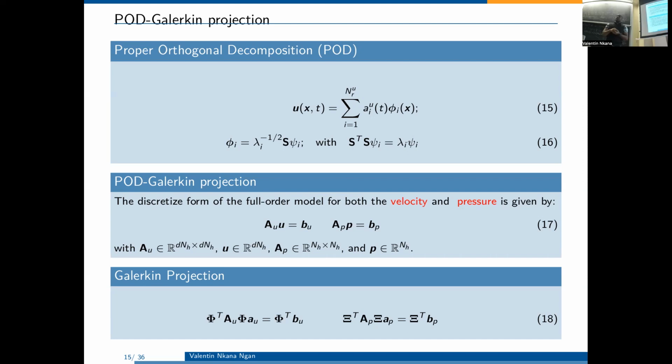So now we end up with this equation 18 after doing the Galerkin projection. The phi here is the matrix which carries all the spatial modes of the velocity. And the chi here is the matrix which carries all the spatial modes of the pressure. So when we do the Galerkin projection, we end up with a reduced system. So now the only work here is to solve the system and obtain the coefficients at the online level.